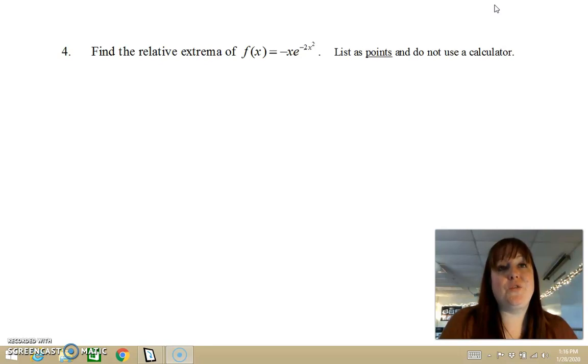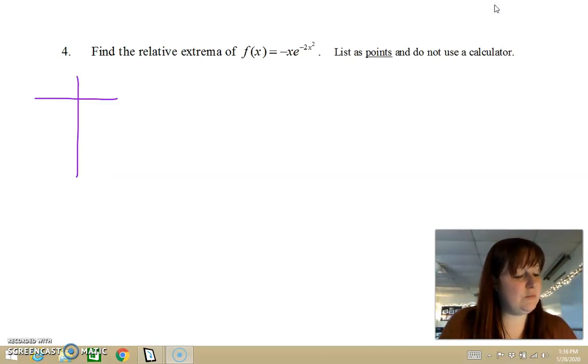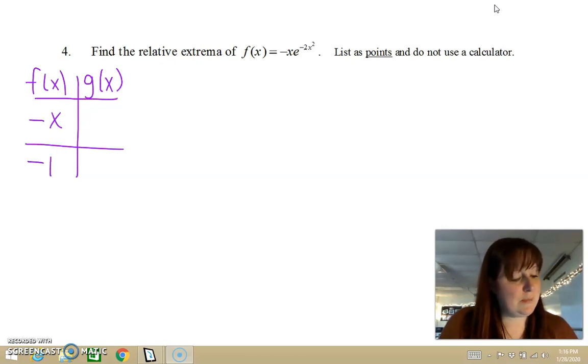Well, the first thing to find relative extrema is we need to find the derivative. And we recognize that this is two functions multiplied together, so we're going to apply the chain rule. So we're just going to define f of x and g of x. I'm going to define f of x as negative x, and therefore its derivative is negative 1. And then g of x I'm going to define as e to the negative 2x squared, and so its derivative is e to the negative 2x squared times the derivative of the inside, which is negative 4x.